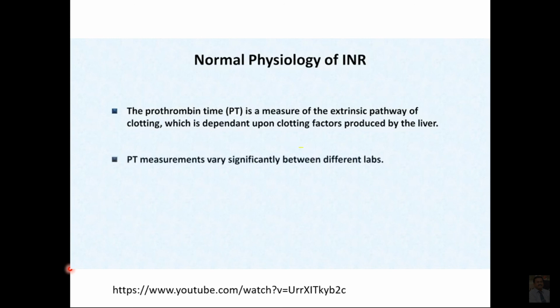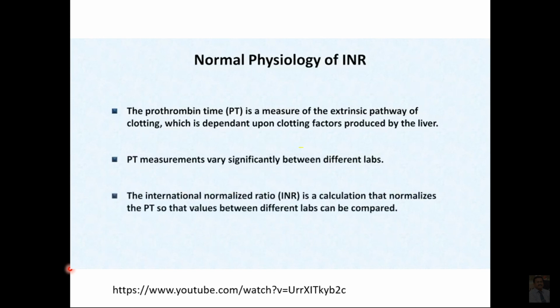The PT is a functional test that varies significantly between different labs. Therefore, a calculation called the International Normalized Ratio, or INR, was created, which normalizes the PT so that values between different labs can be compared.